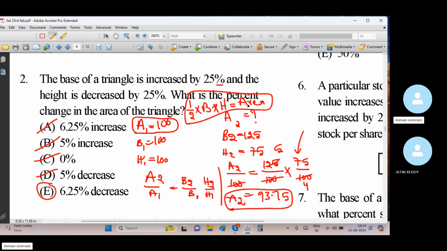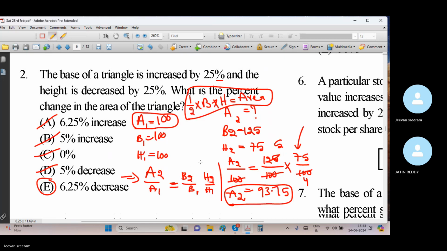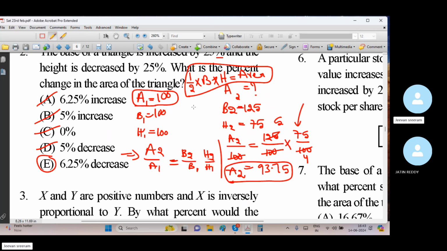Yes, sir. Okay, the initial area A1 is equal to half B1 H1, right? Yes, sir. So finally A2 is equal to half B2 H2. If you go by ratio, you are going to get this equation: A2 by A1 is equal to B2 by B1 times H2 by H1. Is it clear now? Yes, sir.